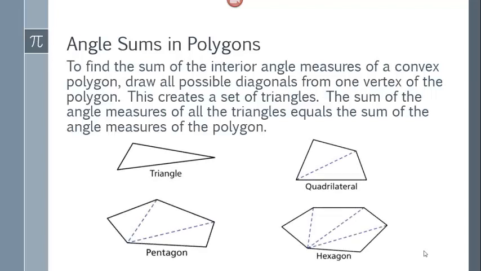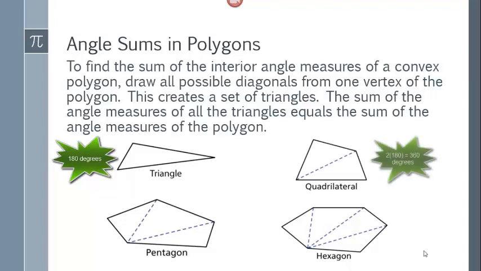Okay. Now obviously a triangle doesn't have any diagonals, and we know that the sum of the angles of a triangle is 180 degrees. Now let's take a look at the quadrilateral. If we choose one vertex, it doesn't matter which one, and draw all of the possible diagonals from that vertex, in this case we only have one, we can see the quadrilateral is divided into two triangles. Well, the sum of the angles of a quadrilateral is just the sum of the angles in both triangles, 180 plus 180, or 360.